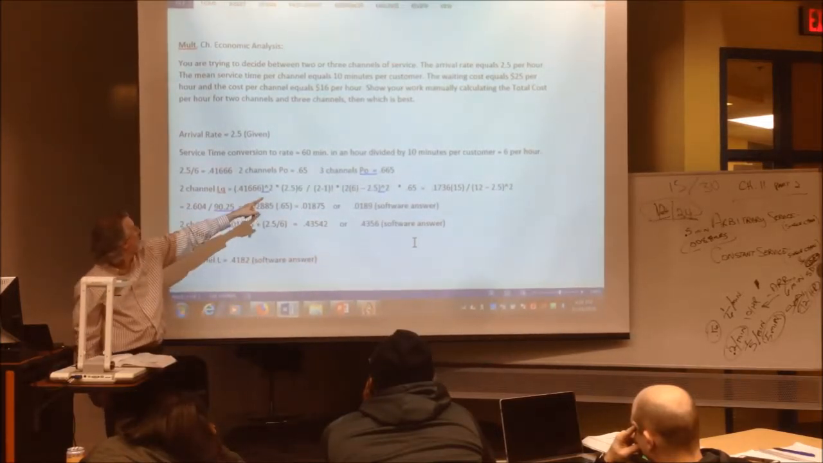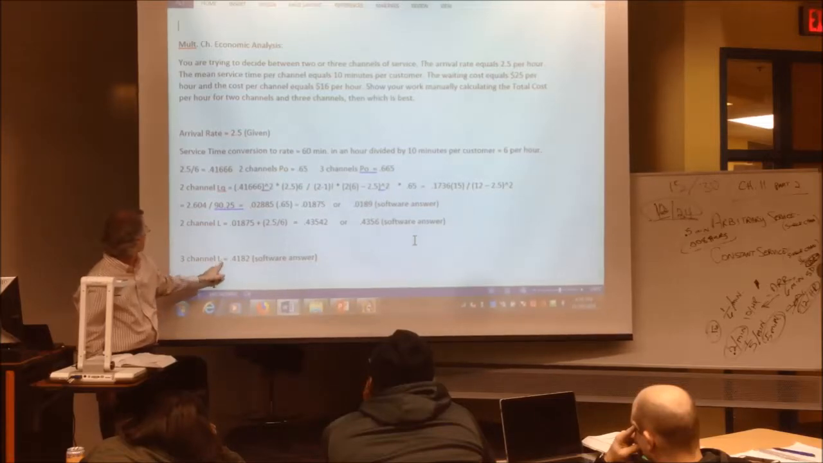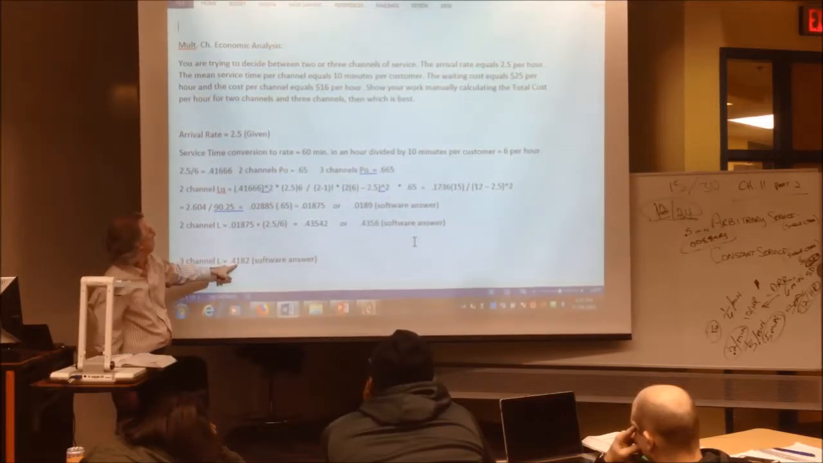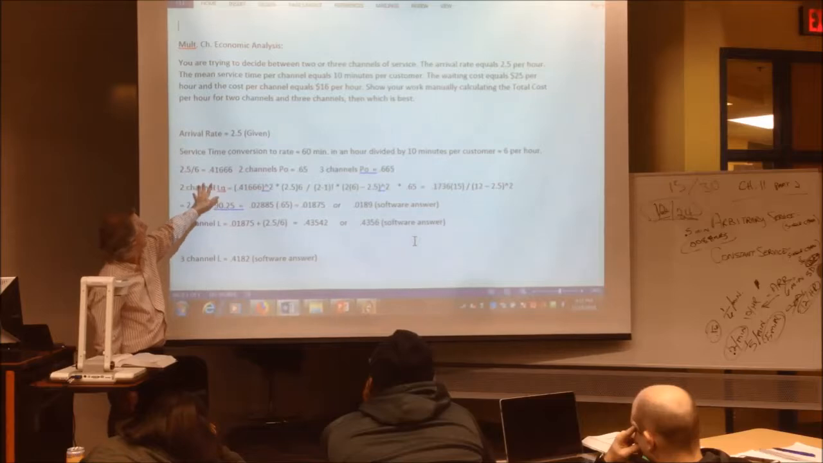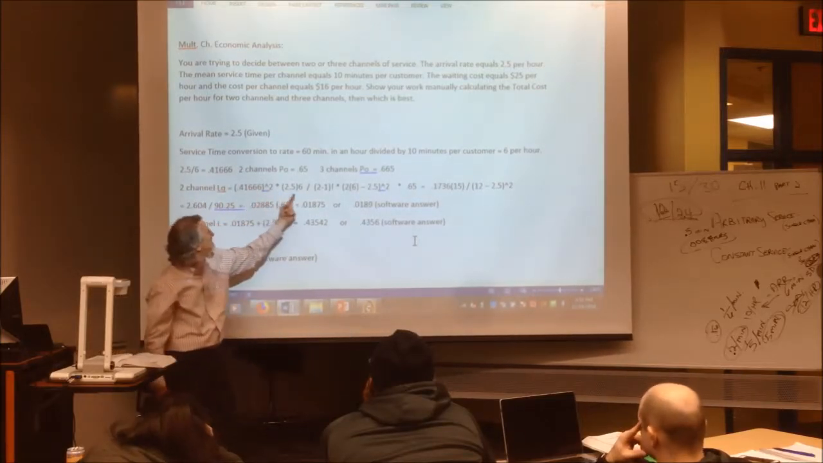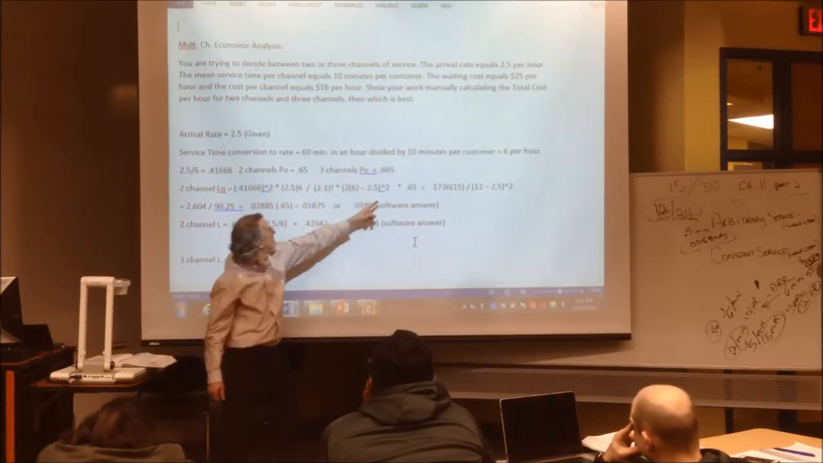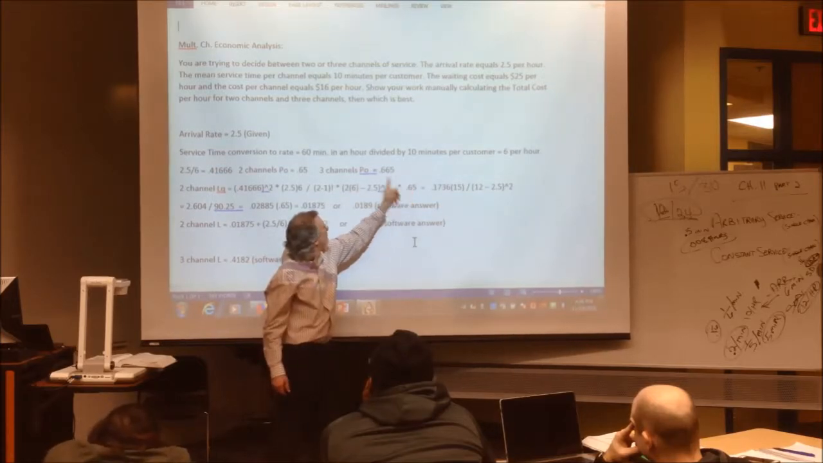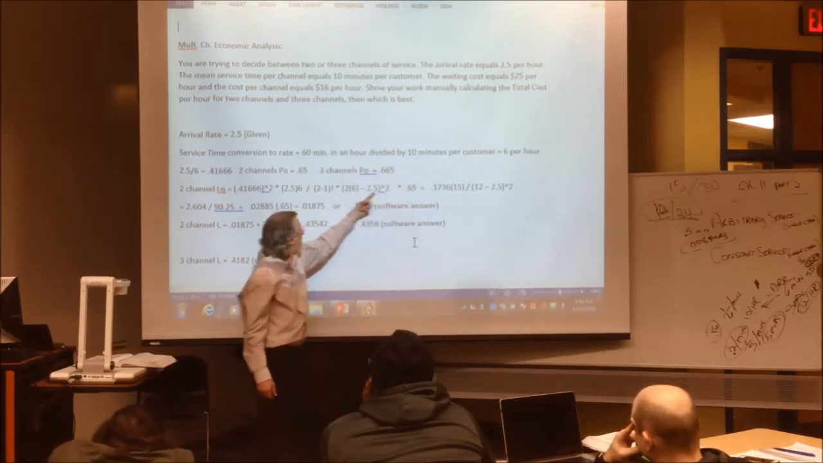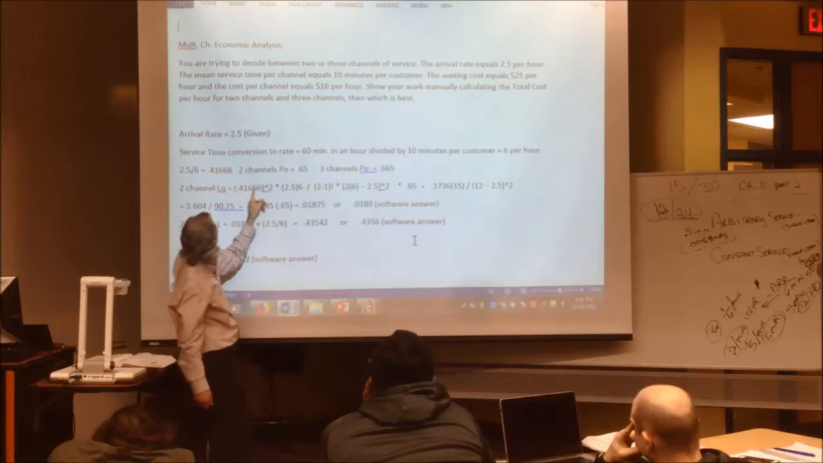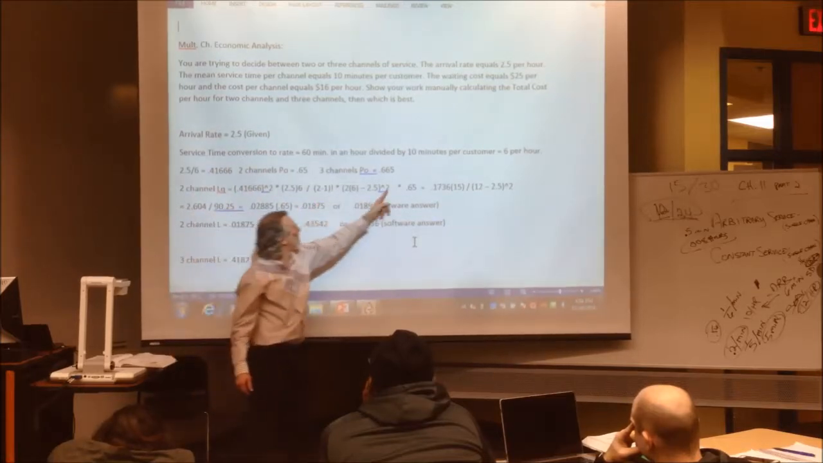3-channel, we already looked it up right up here. And now we're taking, wait a minute. Oh, L. We're doing the same thing, but we're replacing, where is this? Right here. We're replacing this with 0.665. Everything else is the same. Nothing else changes for 3-channel except for that right there.